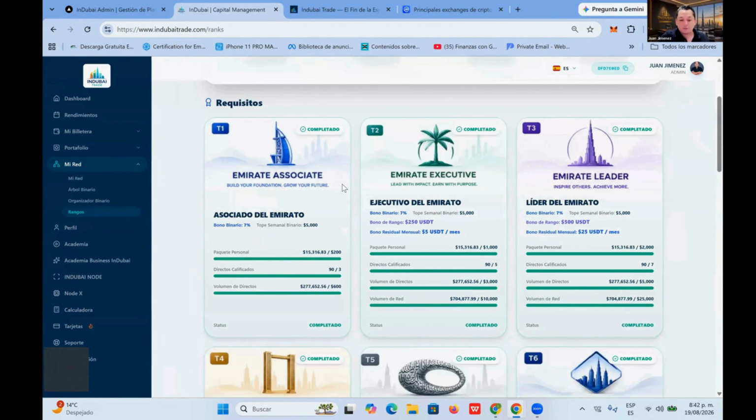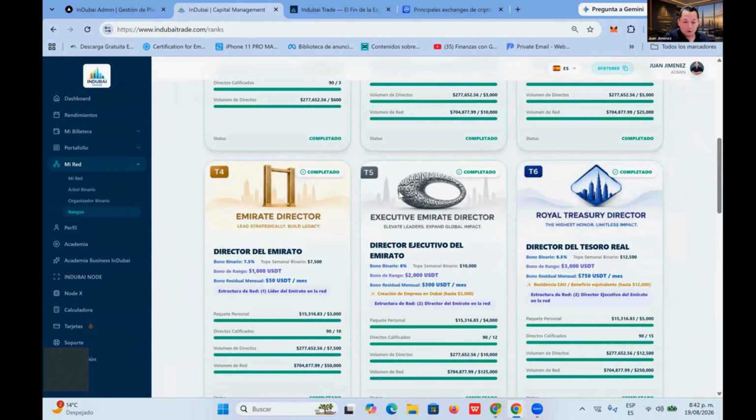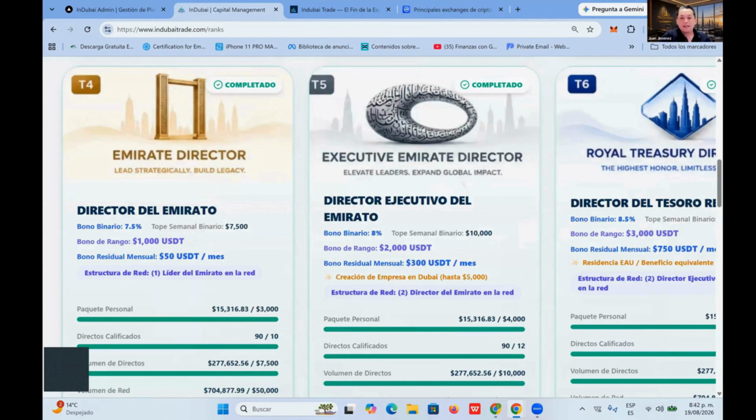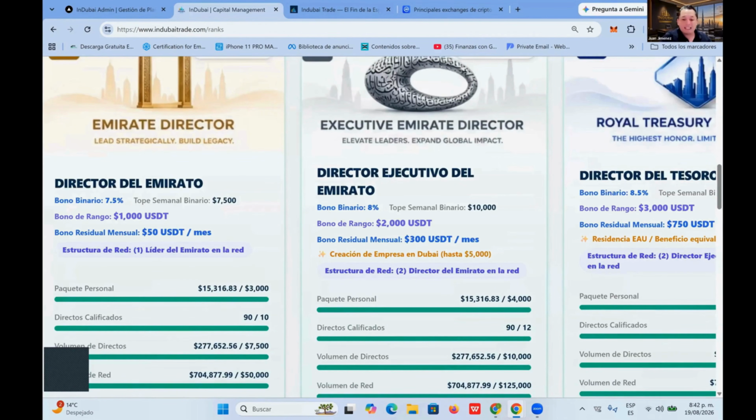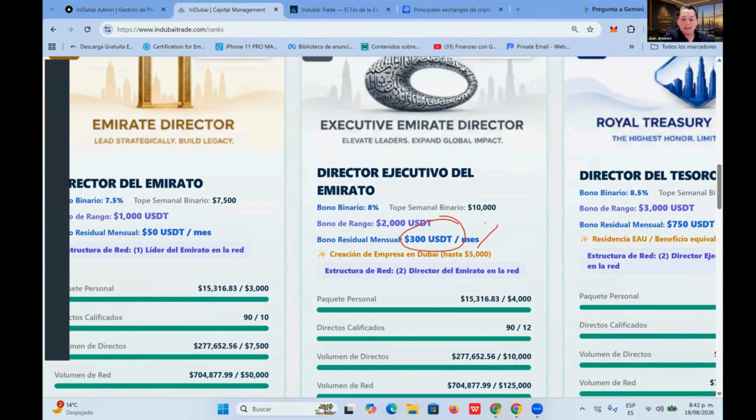Guys, look at this, please. I want you to understand the following. Besides the fact that you are going to have a residual bonus, for example, the T5 has a residual bonus of $300 for 12 months. That is $3,600 that you are going to earn because that bonus is, you pay it, you earn it for 12 months. If you move to the next rank, it automatically resets.